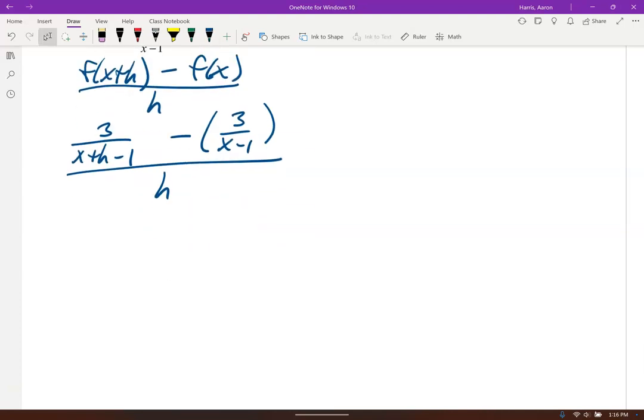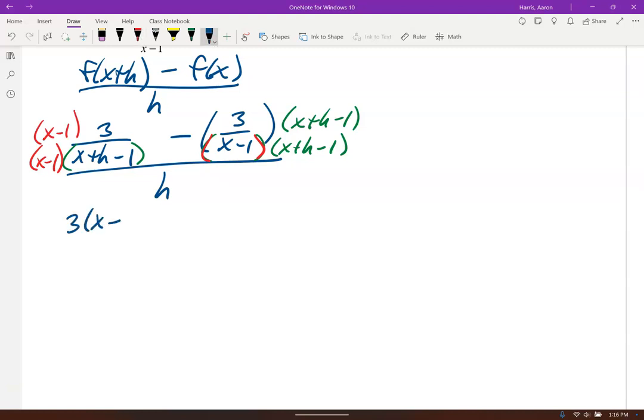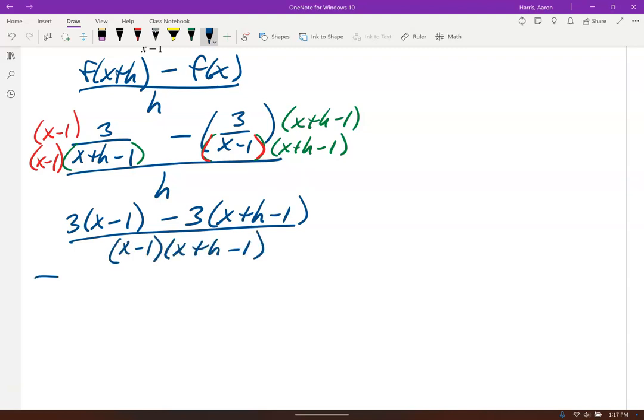So what I got to do is I got to get a common denominator. Right now, this denominator is x plus h minus 1. This one needs that. And this one over here has an x minus 1 right here. This one needs that, x minus 1. So I've got to get a common denominator first. So I'll have 3 times x minus 1 minus 3 times x plus h minus 1. And this is now all over my common denominator. And then this is all over h, or in other words, h over 1.